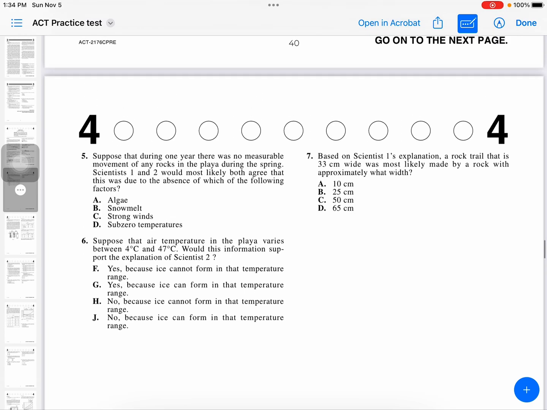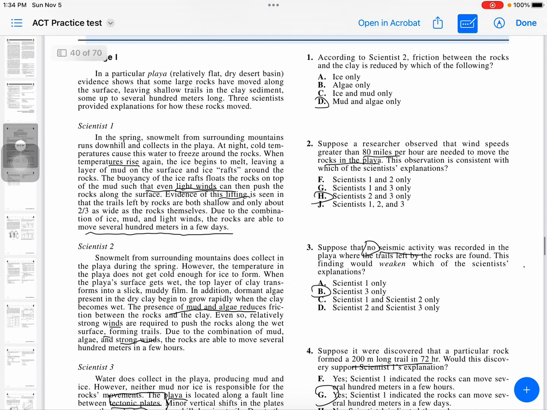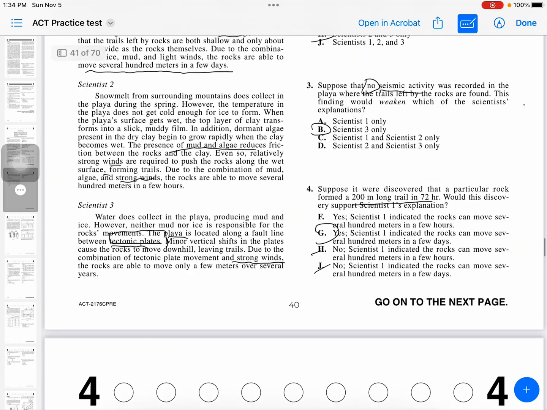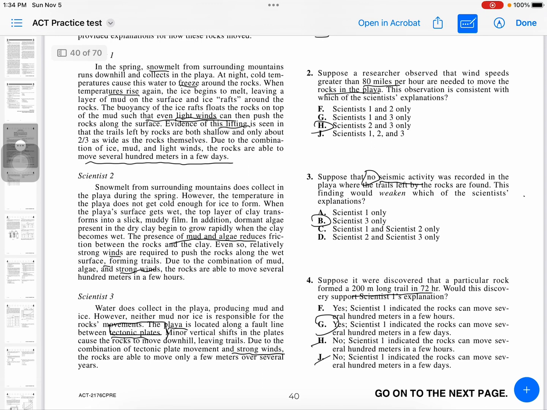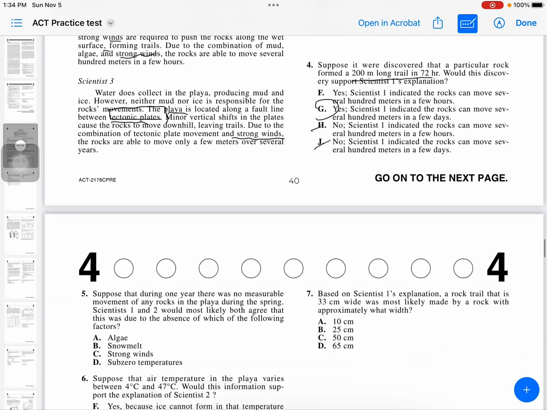So scientists 1 and 2 are going to mention the same thing. Algae, snow melt, strong winds, sub-zero temperature. Spring snow melt. Water to freeze. Temperatures rise again, ice begins to melt. Mud. Or the answers again: algae, snow melt, strong winds, sub-zero temperature. Scientist 1 said light winds. Scientist 2, if we recall, said strong winds.